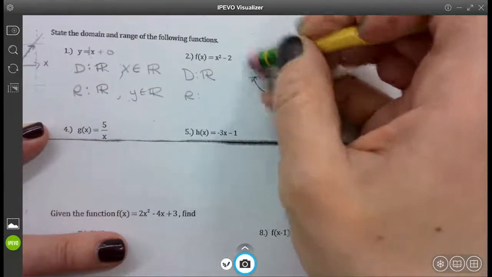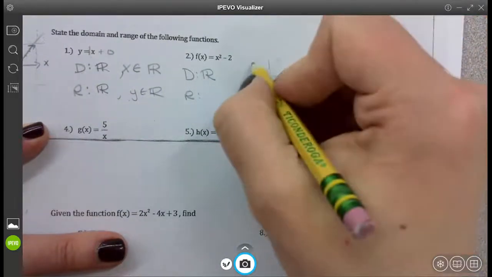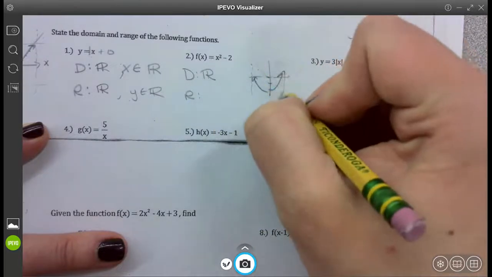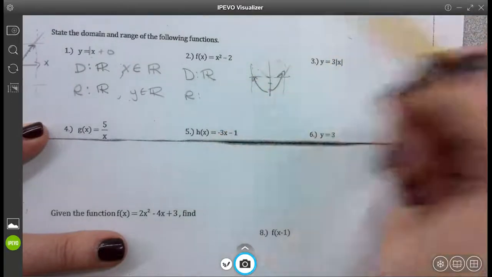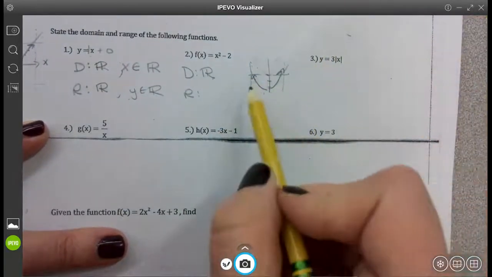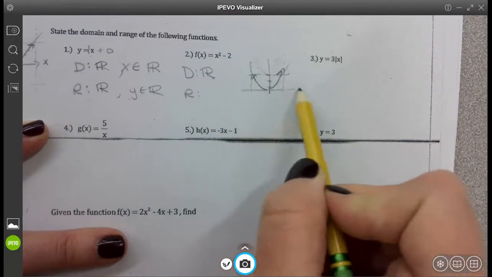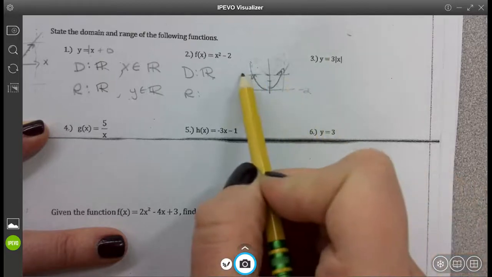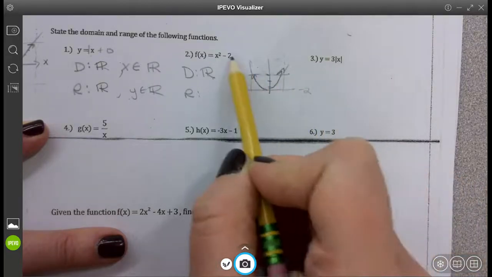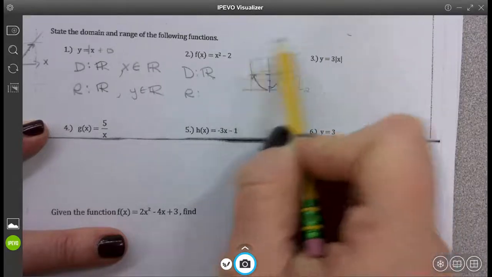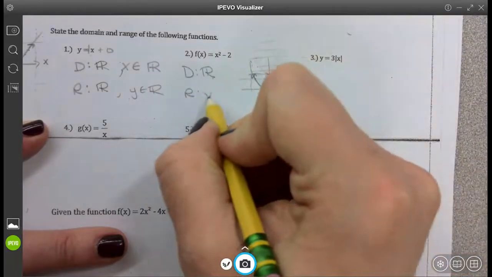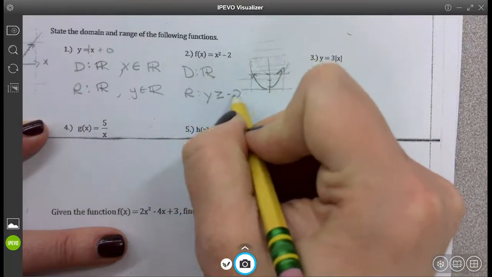So once again, we could try the barrier method and say, here, is there a barrier here and here? No, it's going to keep going. So there's no restrictions. So it's all real numbers. But if I go here, I start at -2, not just positives, because I was moved down, and I can keep going all the way to infinity. So y is greater than or equal to -2.